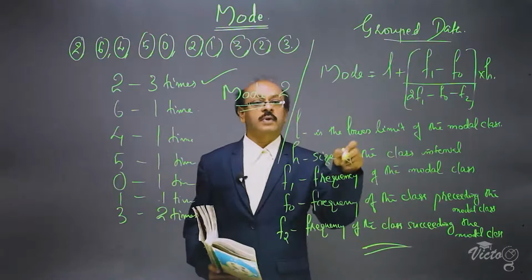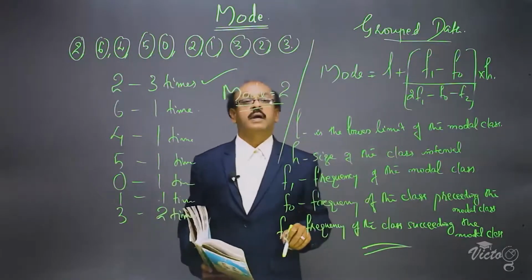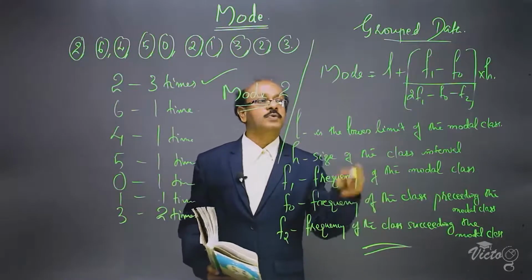So we can use this formula for finding the mode of a grouped data, and we are going to do one or two problems using this formula.